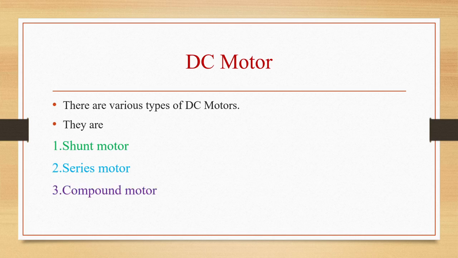In shunt motor, the field winding is connected in parallel with the armature winding. In series motor, field winding is connected in series with the armature winding of the motor. And in compound, again we have two types, short shunt and long shunt. And in compound motor, both series and parallel connection of the field winding will be there with the armature winding. Okay.